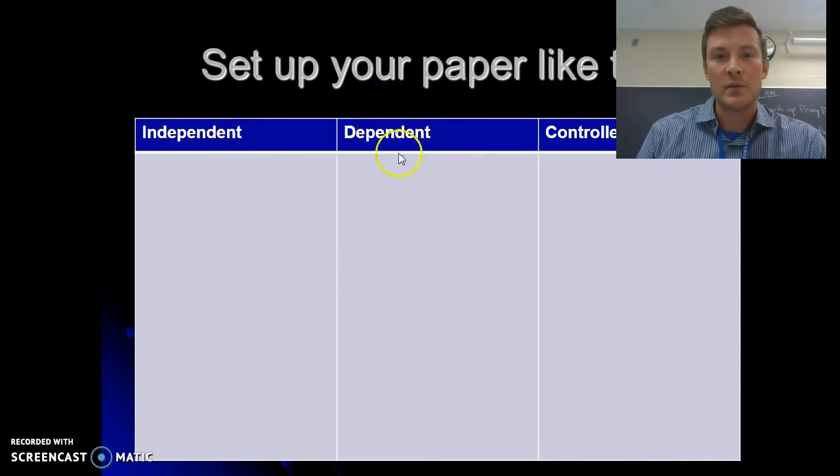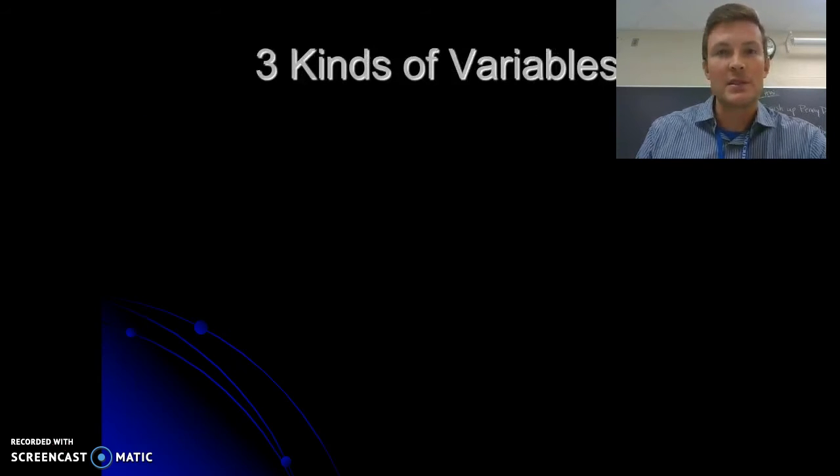The dependent variable, also known as the responding variable, is the data that you're looking for. That's what you're measuring. And then the controlled variables are different parts of your experiment that you need to keep the same to make sure that you're conducting a fair test.